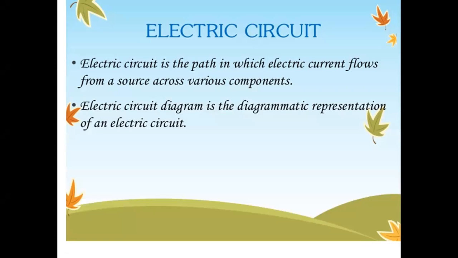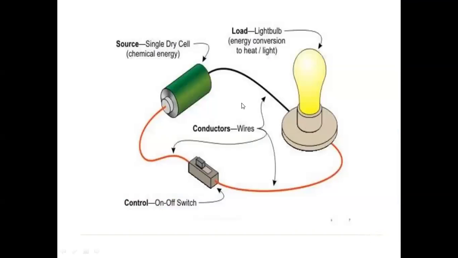So, a simple circuit diagram is a diagrammatic representation of an electric circuit in which we represent all the electric components. यानी जिन जिन चीजों से एक इलेक्ट्रिक सर्किट बनता है, जहां से इलेक्ट्रिसिटी फ्लो करती है, we draw it with the help of different symbols. Now, this is a simple circuit which represents different components.